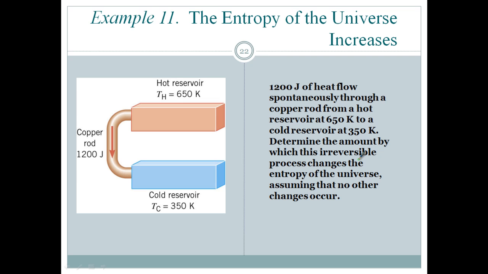All right. So let's say we have 1200 joules of heat flowing spontaneously through a copper rod from a hot reservoir, T hot, 650 K, to a cold reservoir at 350 K. Determine the amount by which this irreversible process changes the entropy of the universe, assuming that no other changes occur. So now we have a temperature difference, 650 K, 350 K. This is actually how refrigerators and heaters work. And a piece of rod connecting them allows 1200 joules of heat to flow.